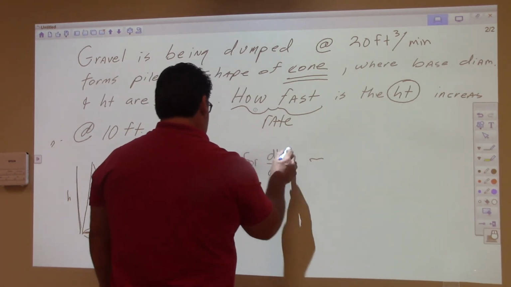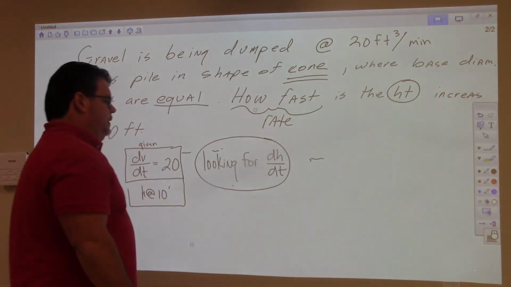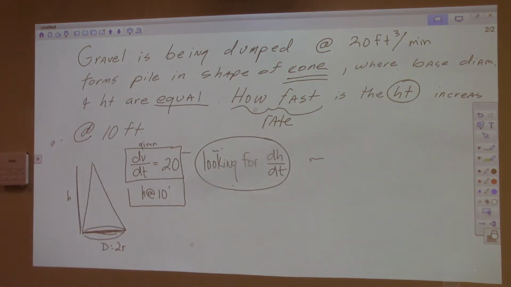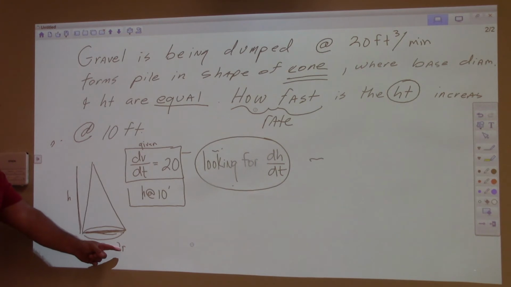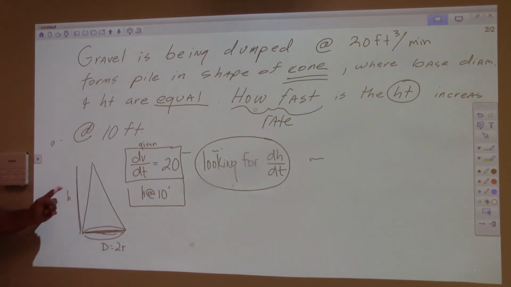So we know we've got to use our volume formula and figure out, well, we know the rate. The rate is equal to what? H is equal to what? 2R. So if we solve for R, H is equal to 2R, what would it be? R is equal to H over what? 2. H over 2, or 1/2 H, right?